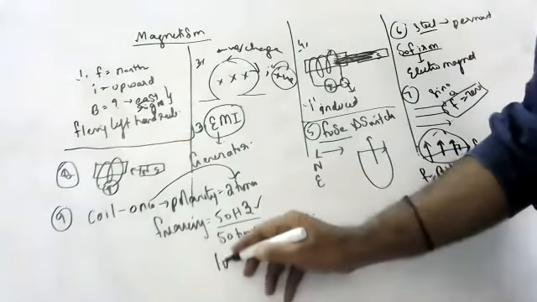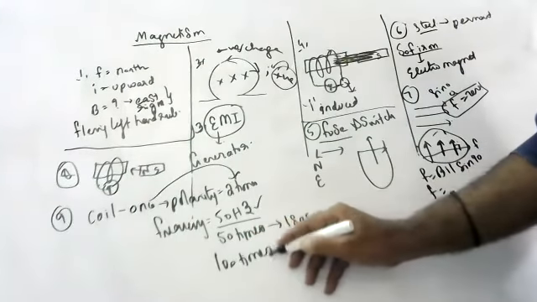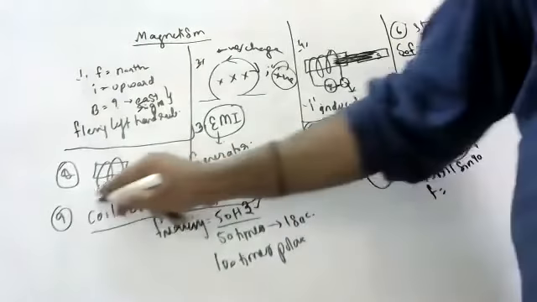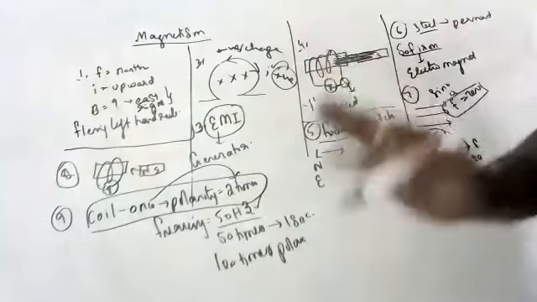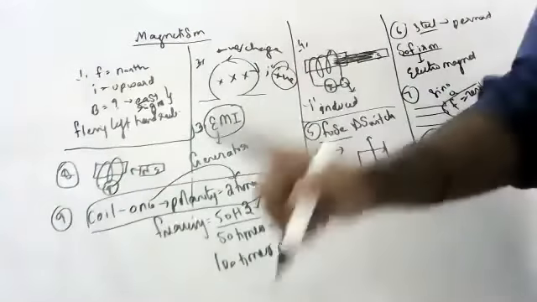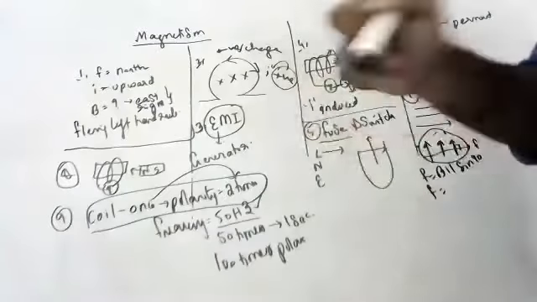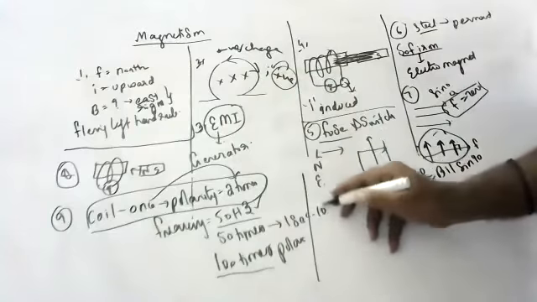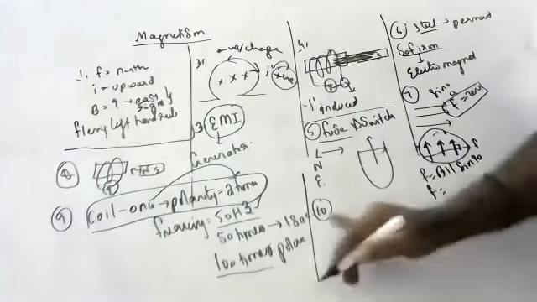100 times polarity changes. Children, try to understand. In one rotation, polarity is changing two times. We use 50 hertz current. 50 hertz means what? 50 rotations in 1 second. So how many times does polarity change? 100 times.